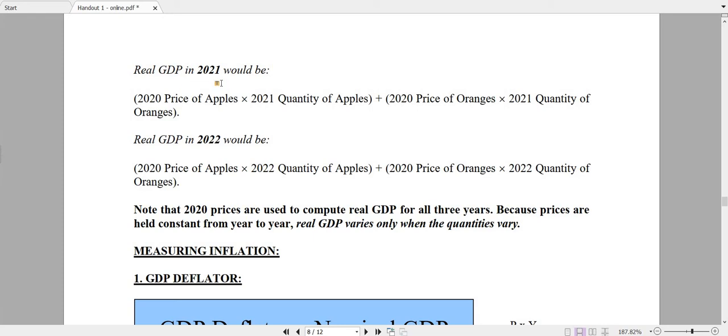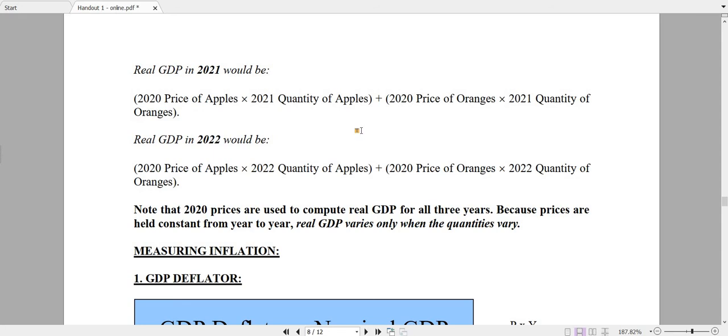So, if we have to calculate the nominal GDP of 2021, remember, we would use the current price level, that is 2021 price of apples times the current production of apples. But here, since we are computing the real GDP for the year 2021, we have to make this modification that we're going to keep our prices constant. So the prices are going to be held constant to the price level which prevailed in 2020 because that was the selected base year.